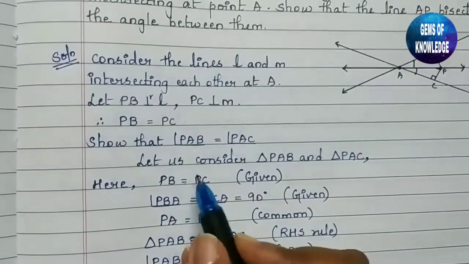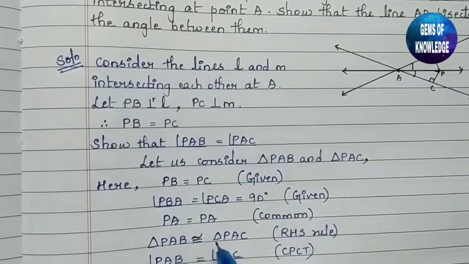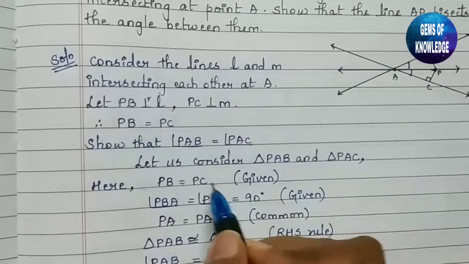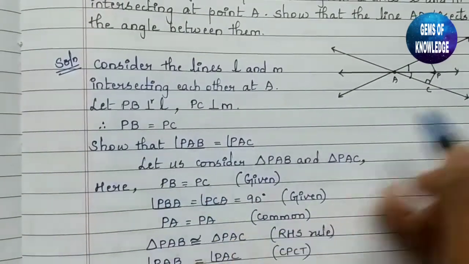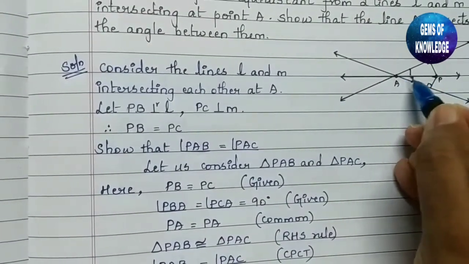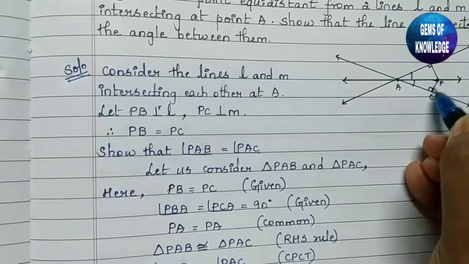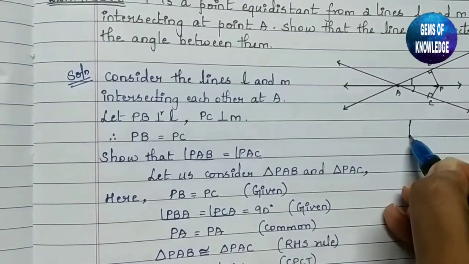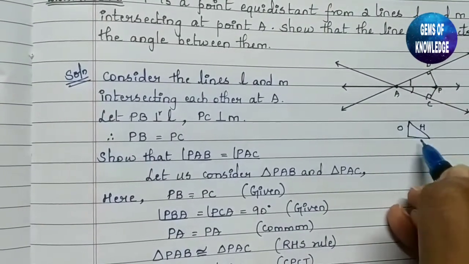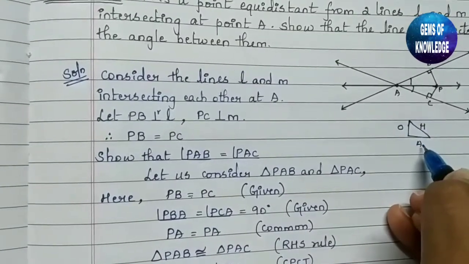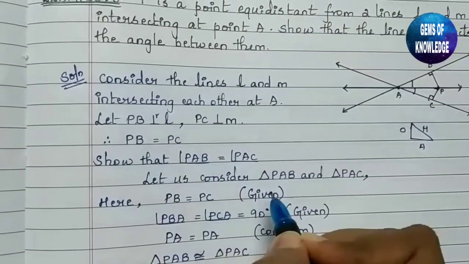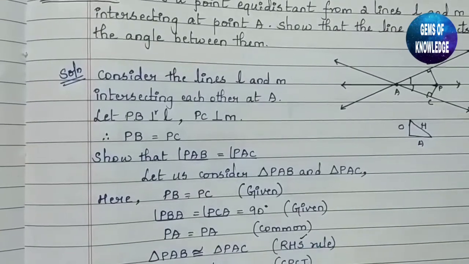So here you can see, by all these things we can say that both the triangles are congruent to each other. By which rule? By the RHS rule. You can see this PB and PC are sides. Wherever we are getting any right angle here, this will be its hypotenuse, this will be its opposite side, and this will be its adjacent side. So this is nothing but its opposite side. By this we can say this is S, the side.